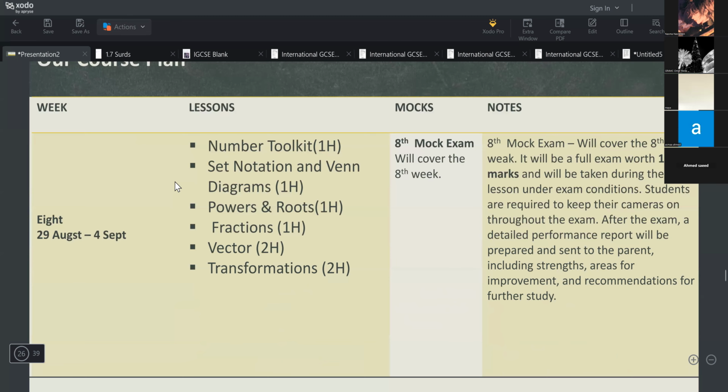We will start with number for unit 1. Number toolkit, set notation and Venn diagrams, powers, roots, fractions, 2 lessons for each class. This is for unit 1 each. Vectors and transformation geometry for paper 2 each.